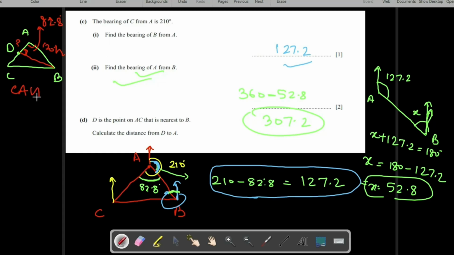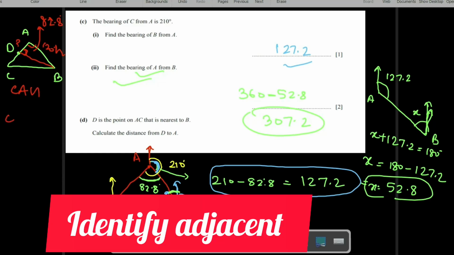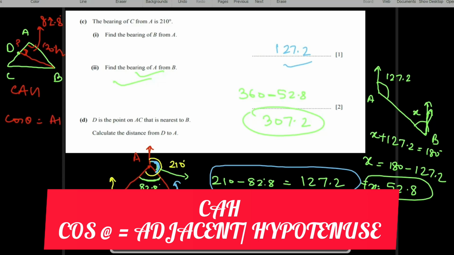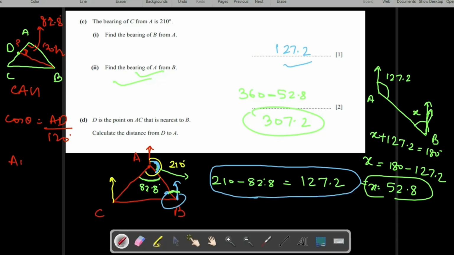Adjacent and hypotenuse, so cos theta we have to use here. So cos theta is equal to adjacent upon hypotenuse, which is AD upon 120. So AD is equal to cos 82.8 into 120. If I solve it, AD is going to be 14.9, or we can write 15 meters. So this is the distance of D from A. So this way, whenever they say perpendicular, sorry, shortest distance or nearest, that means we have to take the shortest distance, which is perpendicular.